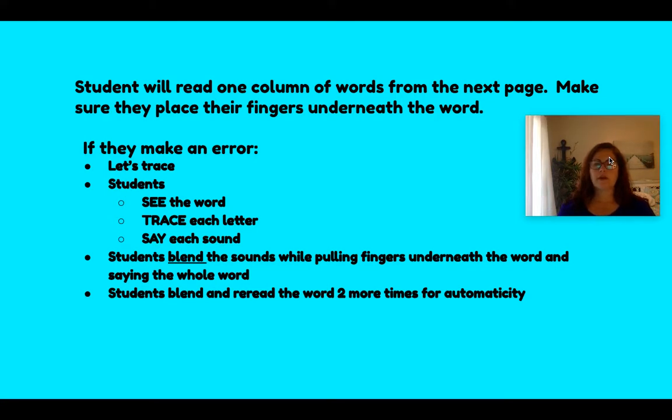If they make an error, say, let's trace. Make sure they're looking at the word. So they need to say the word and trace each letter and say each sound. So for example, if they made an error on the word jet, they should be looking at the word jet and then say jet. You want them to do that 3 times using 2 fingers to do the tracing. And at school, we would try to do this in sand if we had it available, or a rough textured surface.